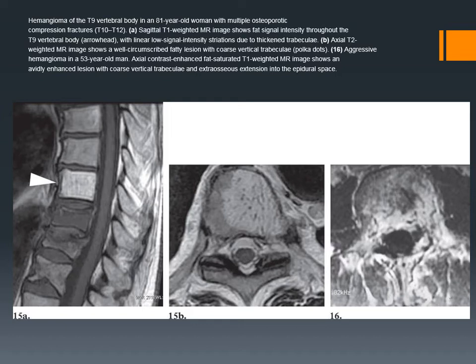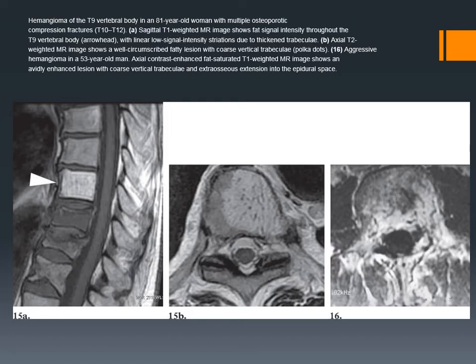There is an increase in the cortical appearance. And you can see on the external images, these are the polka dots, from vertical trabeculae all the way to, because there is some lytic process there. Okay?